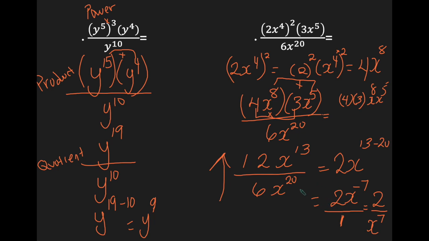I hope these examples have been helpful for you today. I've done all the rules, so check out those videos. I did product, I did power. Within those, I did the negative as well, and now I'm doing the quotient rule. So I hope these have been helpful.